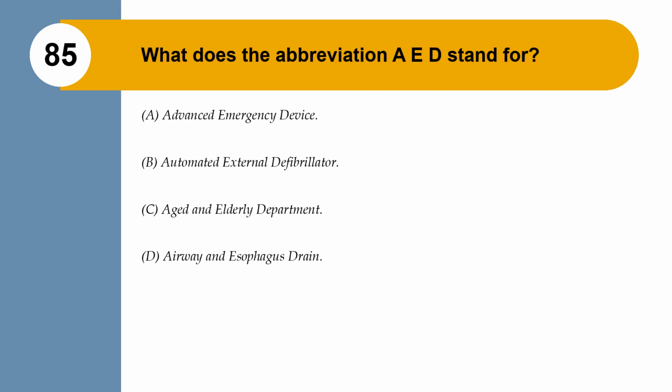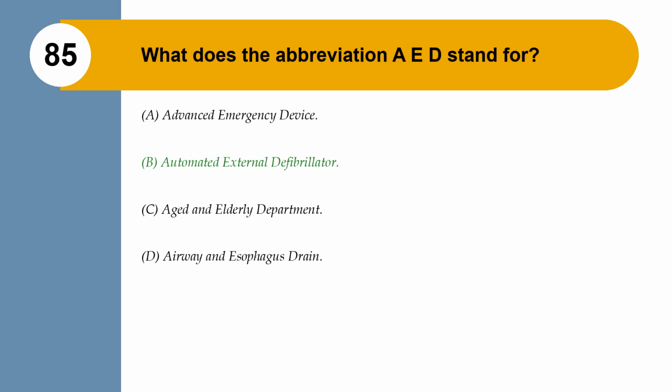Question 85. What does the abbreviation AED stand for? Option A, Advanced Emergency Device. Option B, Automated External Defibrillator. Option C, Aged and Elderly Department. Option D, Airway and Esophagus Drain.